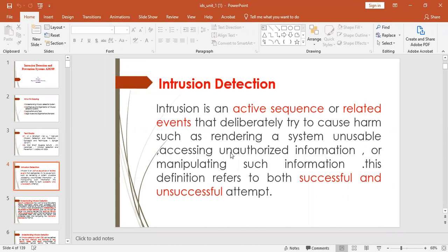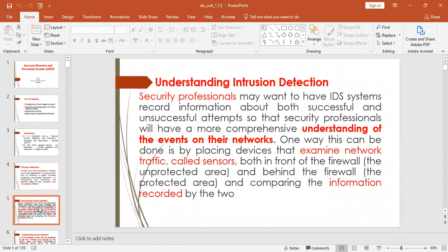Here, the basic terminology you have to follow. What is intrusion detection? You have to go through and understand this one. If you understand this definition, then you can use it anytime whenever you write any other topic also. So it will be useful for you.